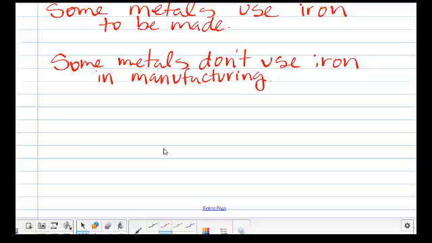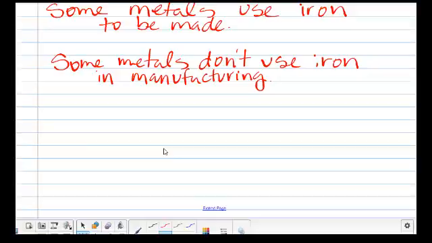Okay? So, in fact, what you've discovered is not whether something is magnetic. What you've actually discovered is whether something has what in it? Iron. So how could you test if an object has iron in it? Put a magnet on it. If a magnet sticks to it, then it must have iron in it. Okay? Does that make sense?